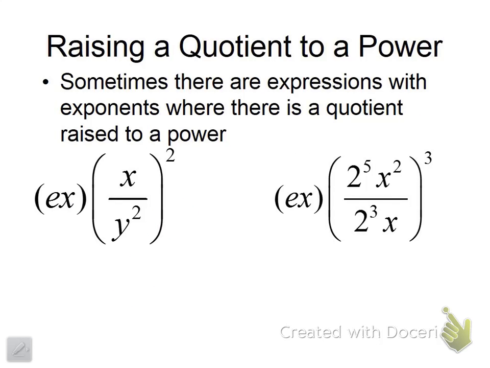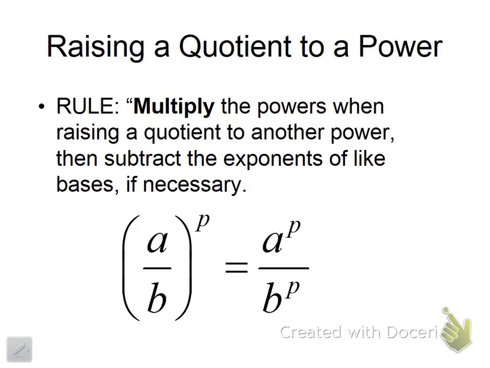Okay, raising a quotient to a power. Sometimes we're going to have expressions where we're going to have division and we're also going to have a power to a power. So let's see how we can do this. We would distribute this p to both of them, so it would be like this. And then if we can, we would subtract. But this one, they have different bases, so we wouldn't.